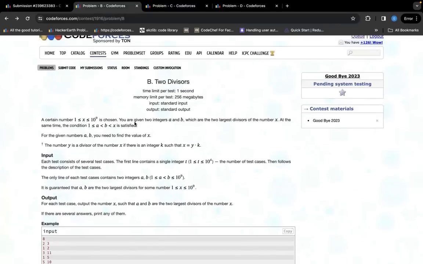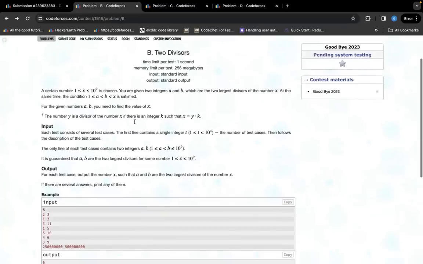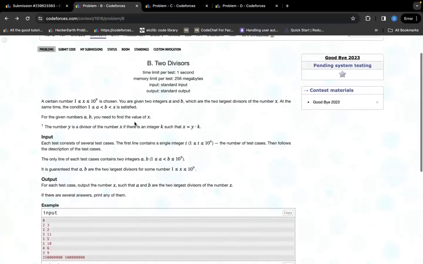Problem B is a very interesting problem that, if you think about it, there's a very simple solution that we can find to this. Let's read and try to understand. A certain number x is chosen, okay? And you are given two integers a and b, which are the two largest divisors of the number x. At the same time, the condition 1 is less than or equal to a, which is smaller than b, which is smaller than x, is satisfied.